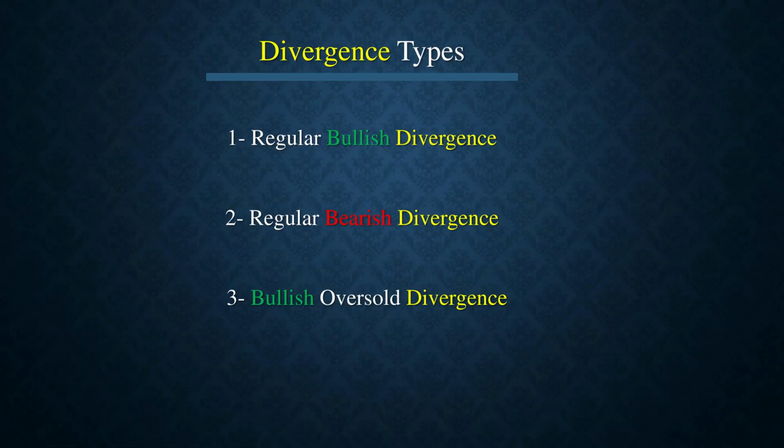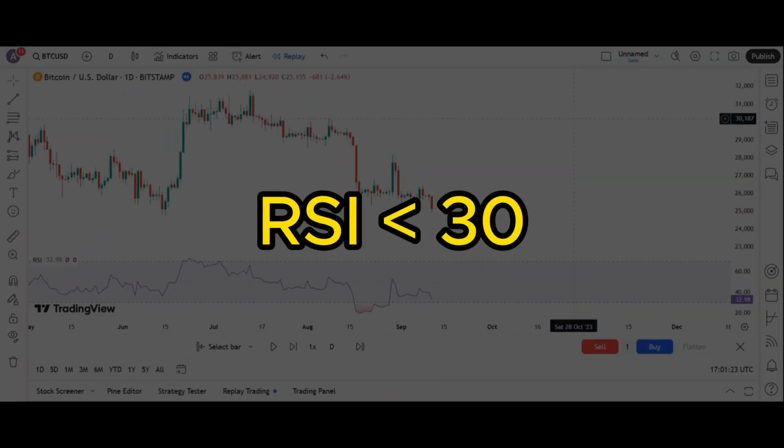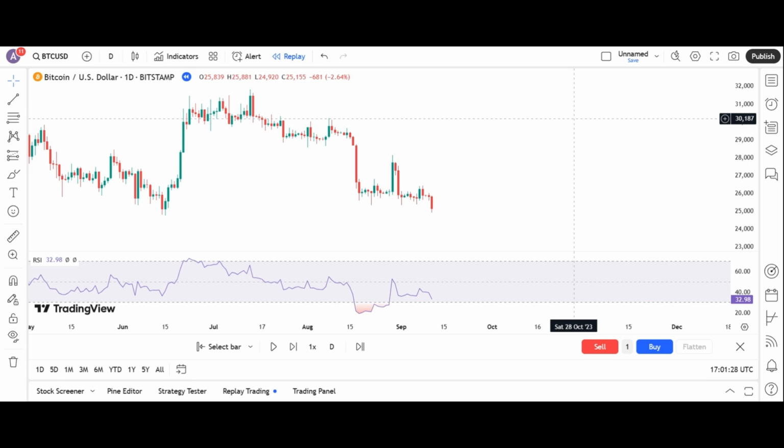Next type is bullish oversold divergence. This happens when RSI value is below 30. Additionally, an oversold condition does not guarantee that prices will rise immediately, and also it indicates potential buying opportunity.